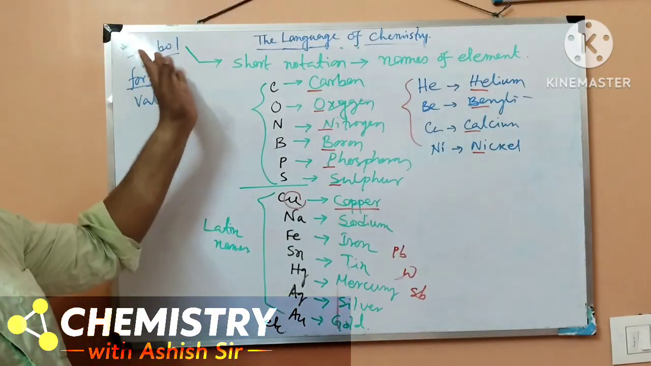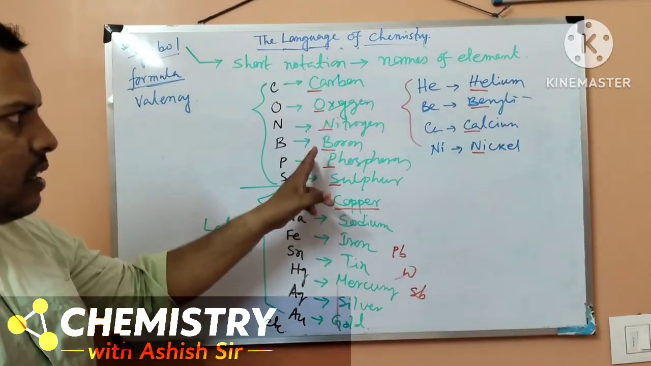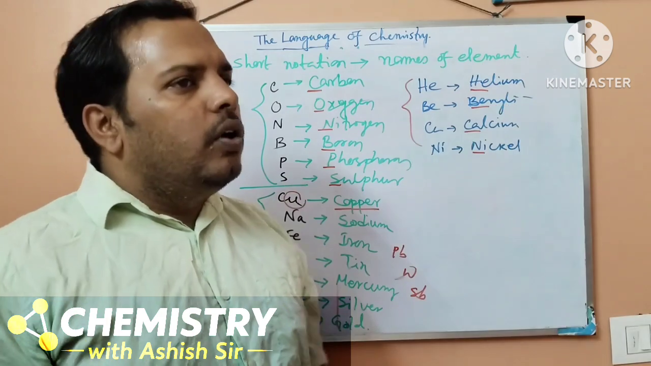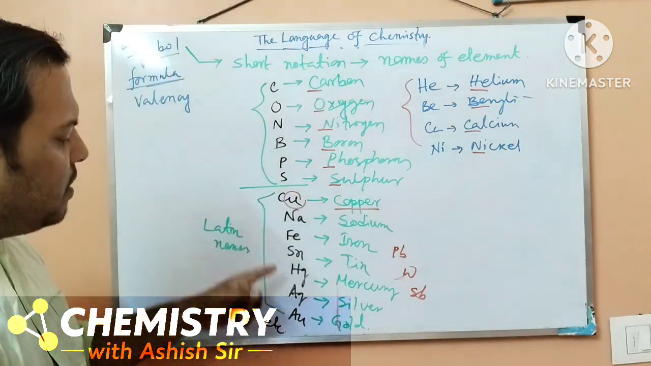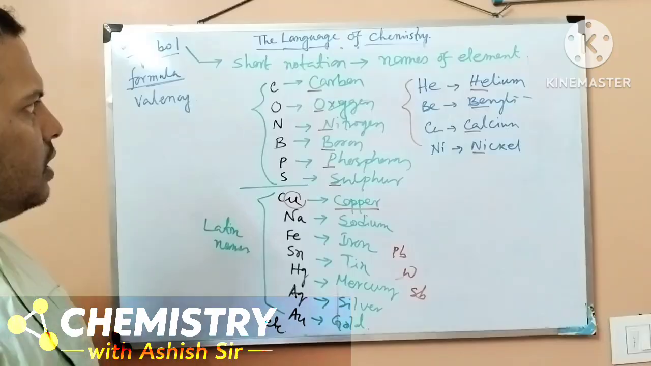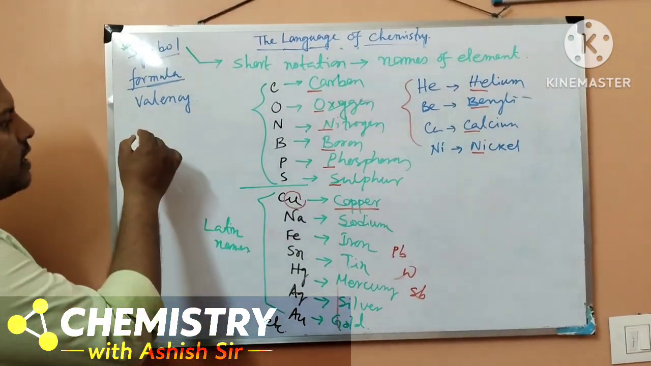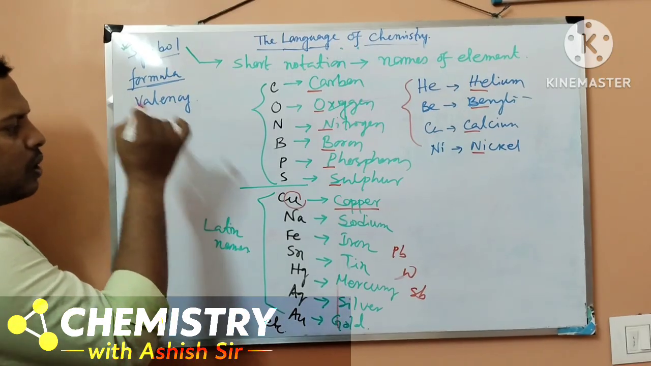So the symbols are written either by taking the first letter of their original name, or the first letter and any one other letter, either the second one or where we are giving more pressure, or as an abbreviation of their Latin names. You must remember that whenever we are writing the symbol, the first letter must be capital and the second one must be small.